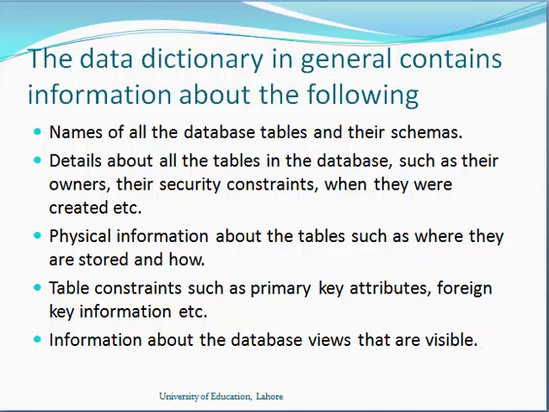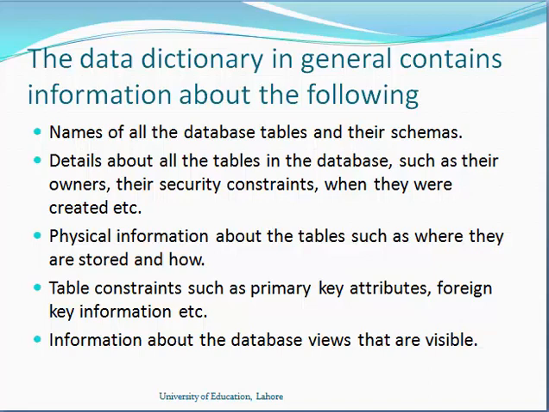Let's see what information this dictionary contains. Names of all the databases, the tables and their schemas. Details about all the tables in the database, such as their owner, their security constraints, when they were created, etc. Physical information about the tables, such as where they are stored and how. Table constraints such as primary key, attributes, foreign key information.